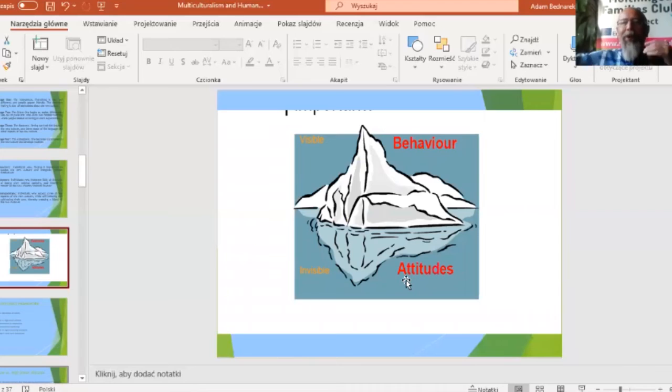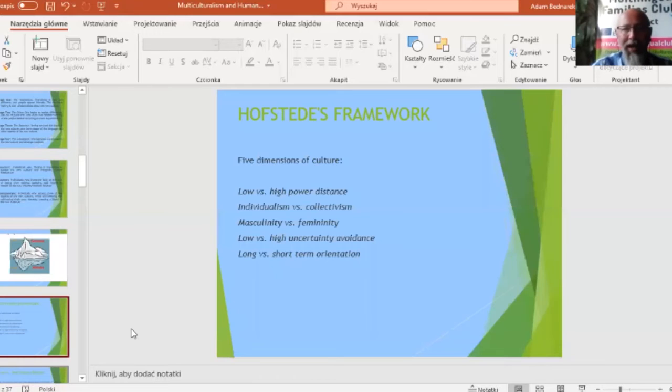So if we look at this, I'm actually using this picture of an iceberg, because we only see certain things at the tip of the iceberg. We don't see what is underground, under the water, right? So that's the hidden layer. So we only see visible behavior, but we don't see the invisible attitudes. And that's one of the most important aspects of this, of intercultural communications.